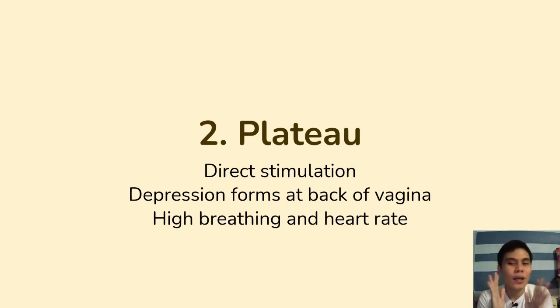All right. So that depression forms at the back of the vagina, and another purpose of that is that when semen is released, the semen will flow towards that cavity or depression near the cervix. It directs the semen there. Now, during the plateau phase or the direct stimulation phase, there's high breathing and heart rate. All right. So, again, this is direct stimulation. Now, different people have different preferences for stimulation. All right, some like it gentle, some like it a bit more rough.